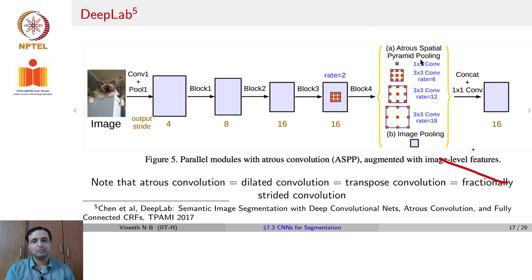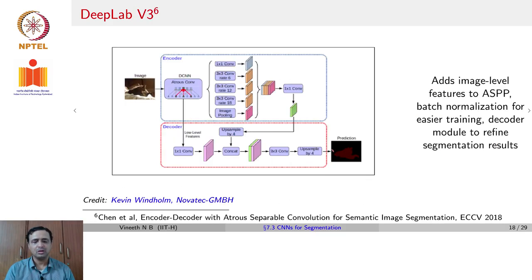So atrous spatial pyramid pooling, you could say, is a different way of implementing your pyramid pooling module in PSPNet. So once you do your atrous spatial pyramid pooling, you once again upsample, concatenate, and you finally get your result on that concatenated volume. DeepLab has gone through a few different versions over the years, and one of the more recent versions, known as DeepLab v3, adds a few modules to the basic DeepLab architecture.